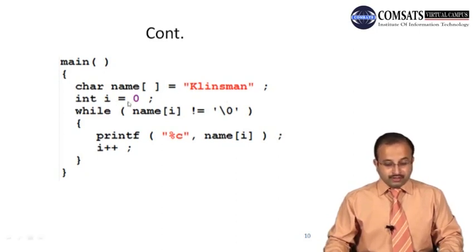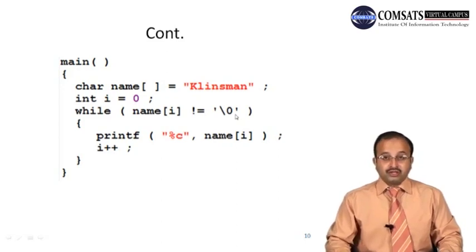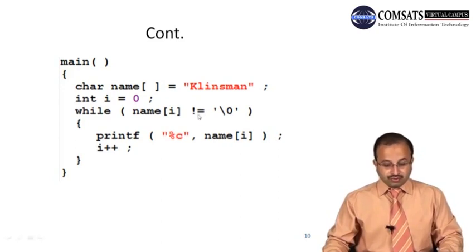So here the value of I is 0. So first it will check in the while, name of 0, that is k, is not equal to null character. The condition is true, so it comes inside and displays k and then I++, and then it checks name of 1. So name of 1 is L, not equal to null character, the condition is again true, it comes inside the loop and prints name 1 as a character.